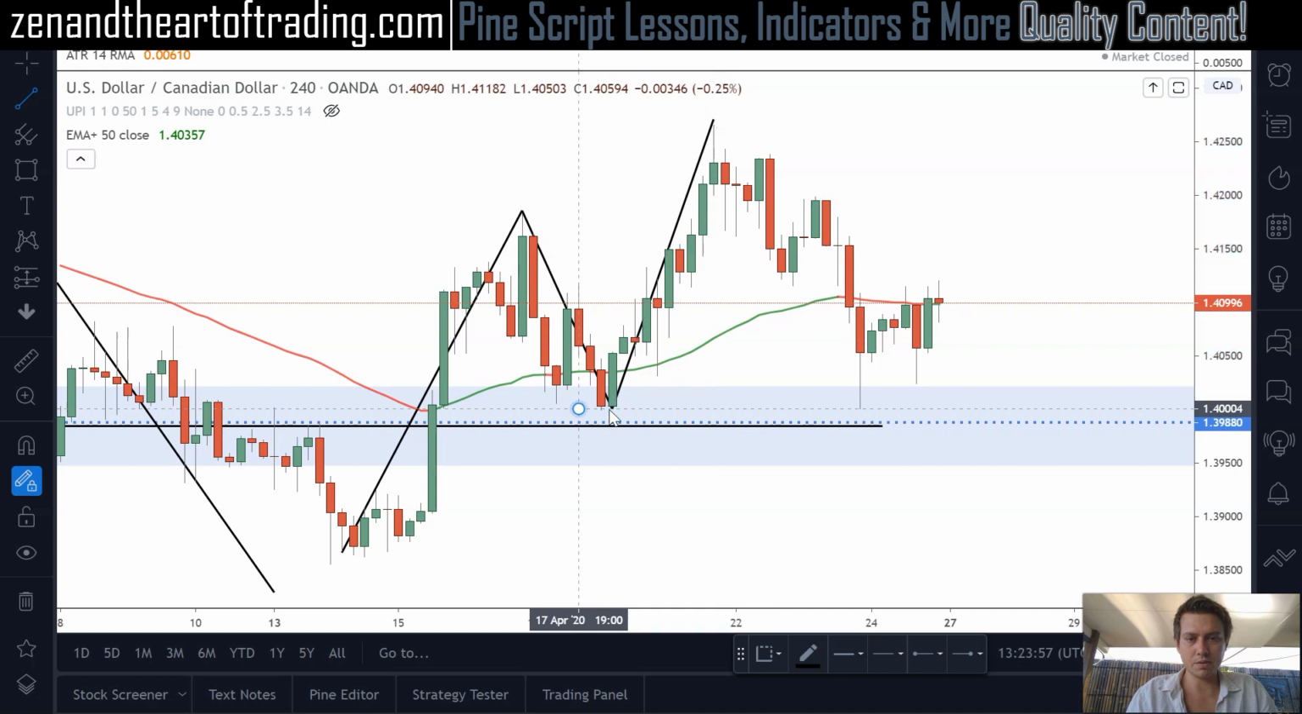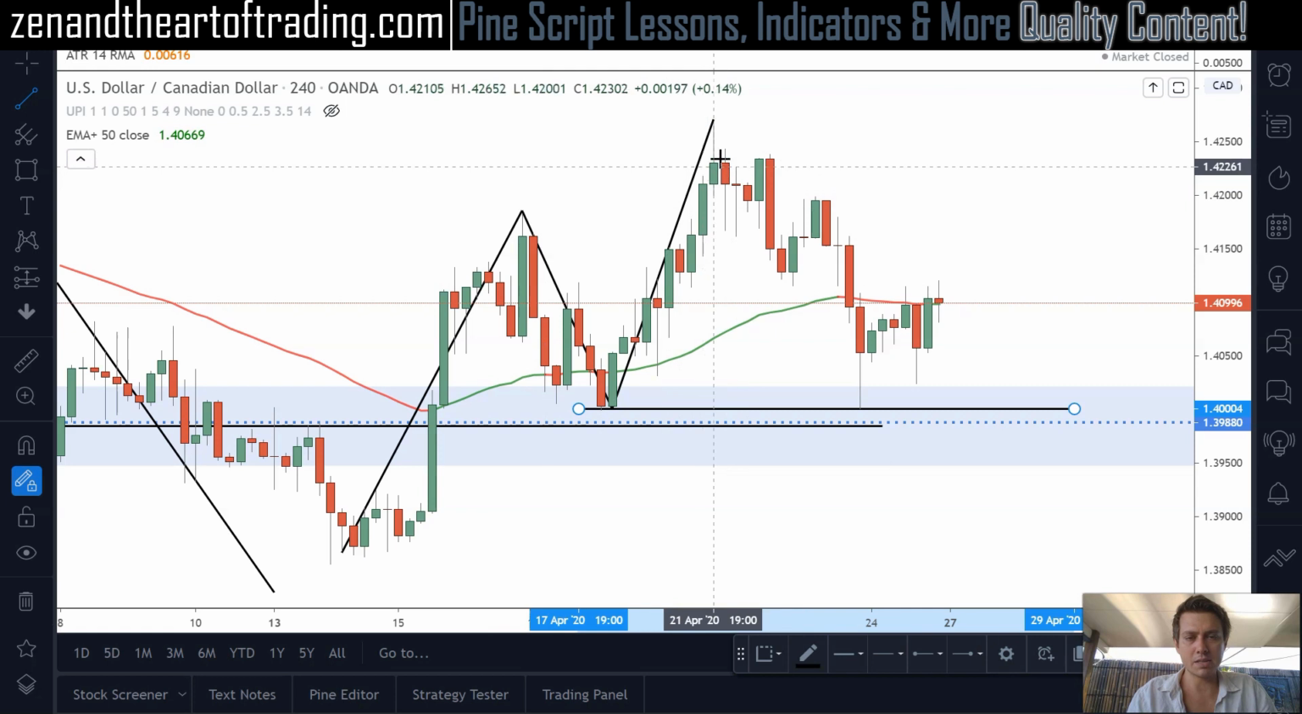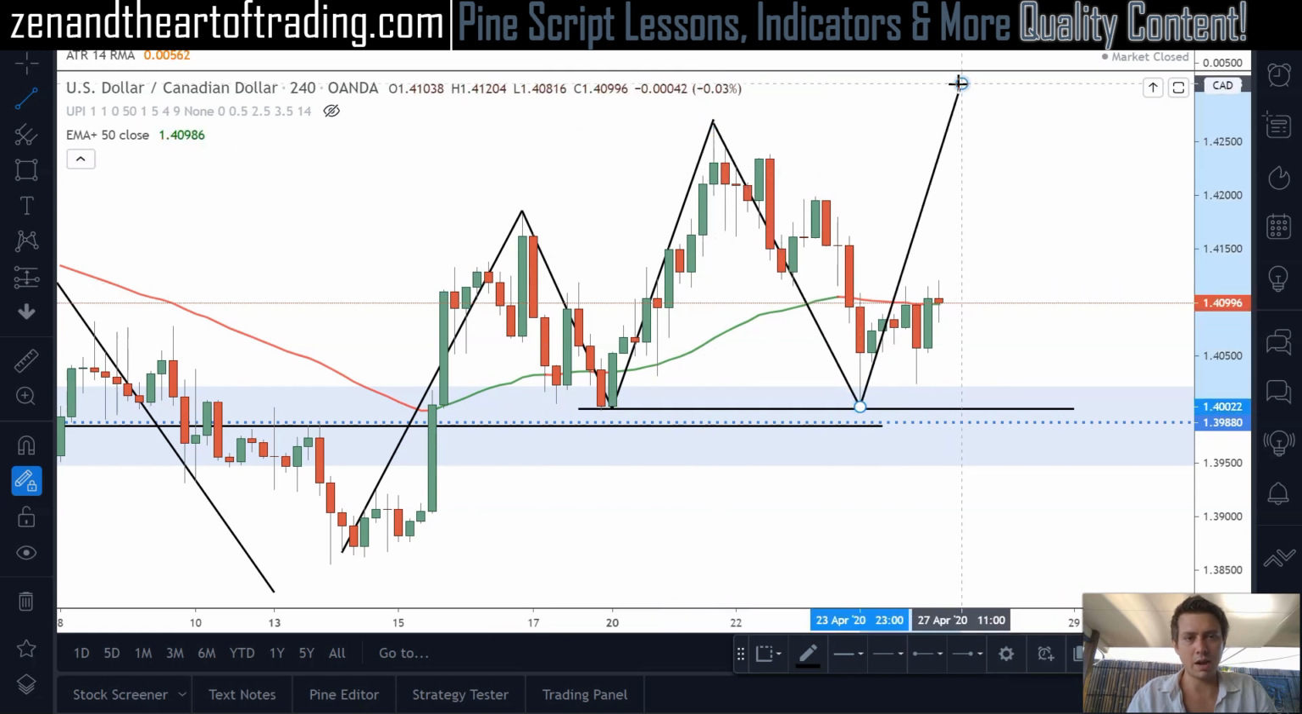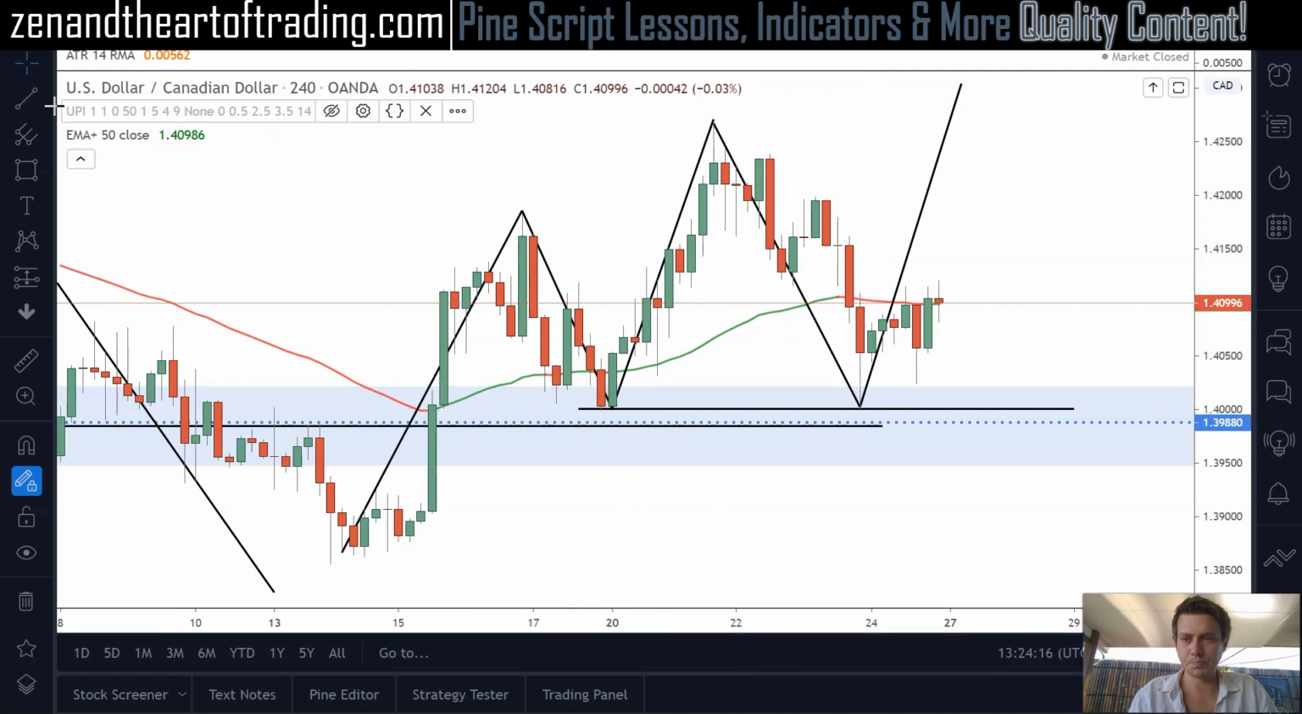And until we get a break and close below this swing low in here, you can see we did test it recently. Late last week, we did not get a close below it. So this 1, 2, 3 move is intact, and so my daily bias and my 4-hour bias is bullish. I'm expecting this market to continue higher before it does break and close below this swing low.